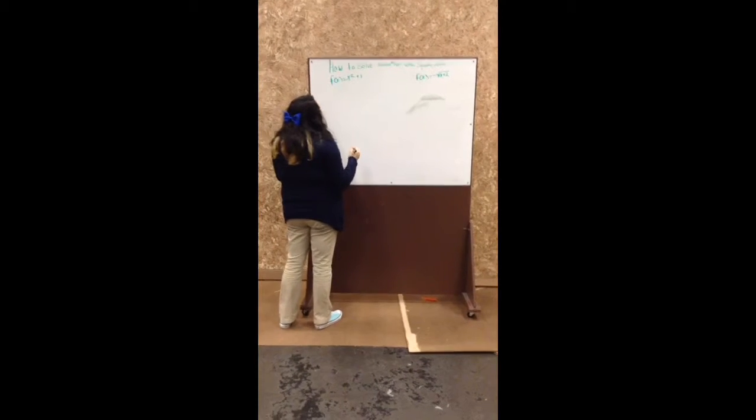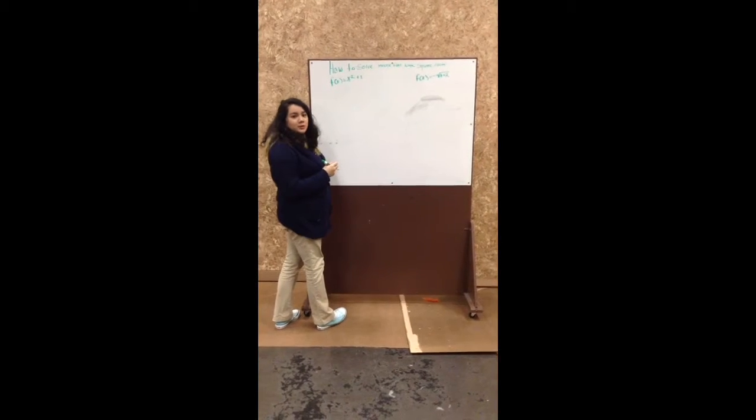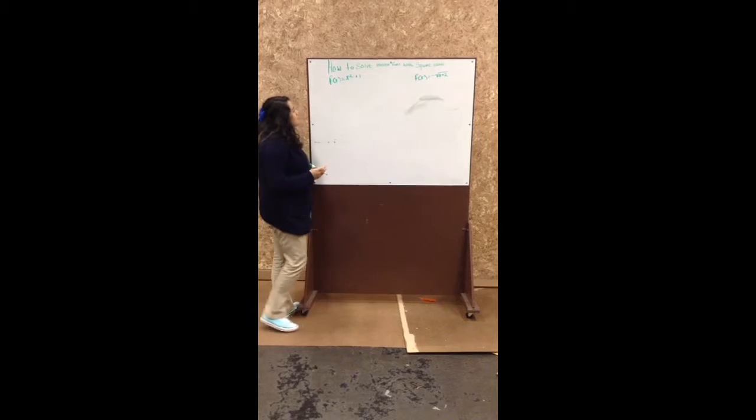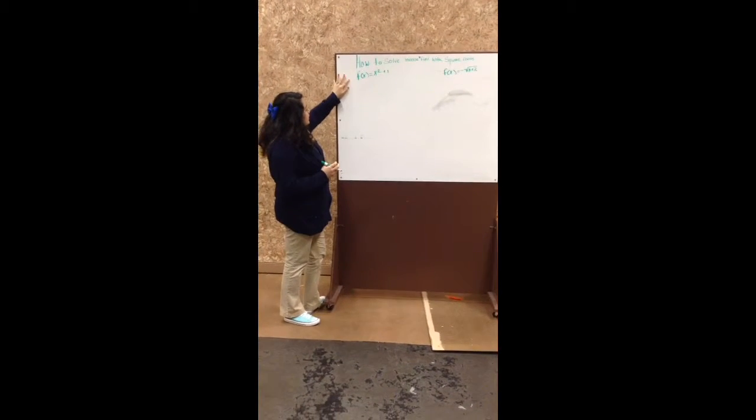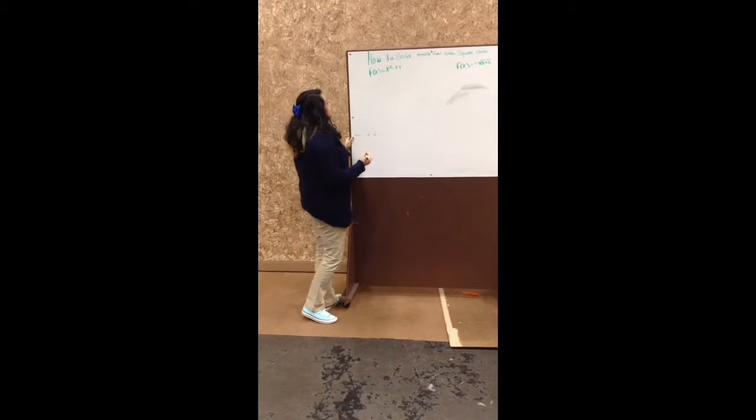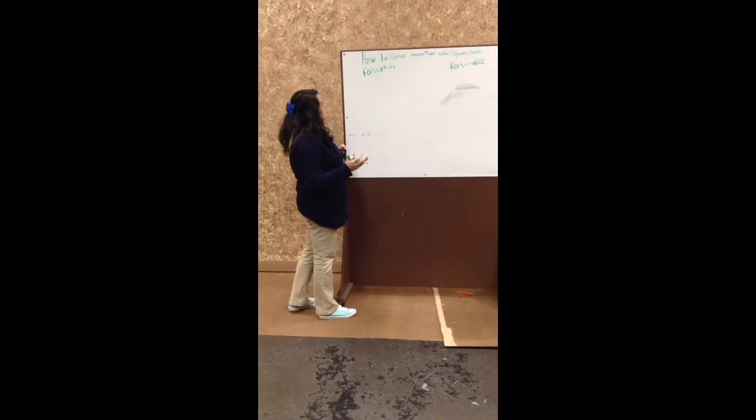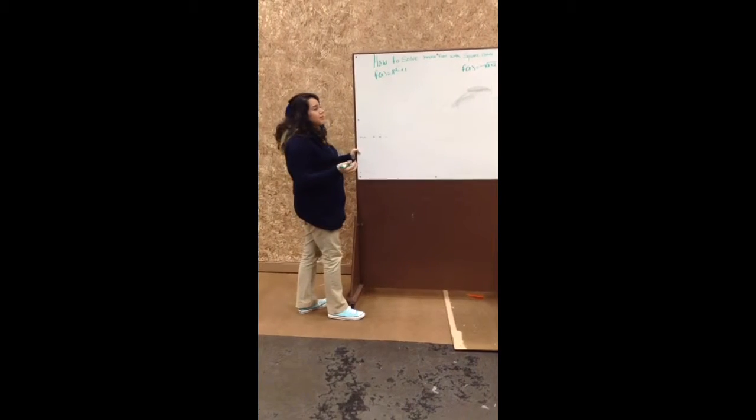There we go. How to solve inverse functions with square roots. Now, this is an example of what you'd most likely be seeing. Now, the first step is to get y by itself. So how do we do that?